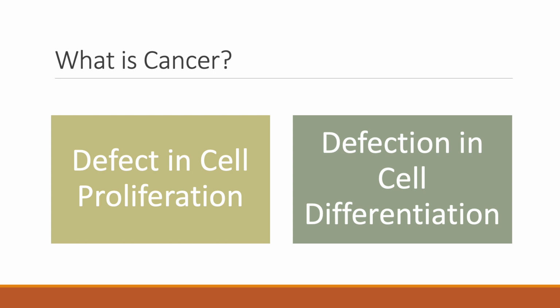So what is cancer? It is a defect in cell proliferation or a defect in cell differentiation. So in a nutshell, cancer cells proliferate at the same rate as the normal cells of the tissue from which they arise, but the cancer cells respond differently from the normal cells to signals that regulate cell proliferation and death. So the result is just indiscriminate or continuous growth.